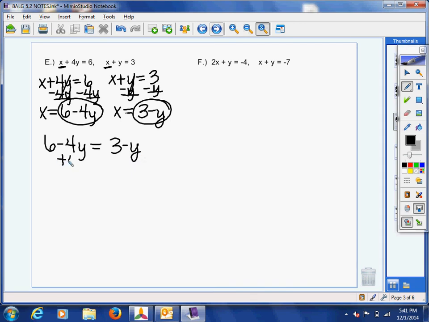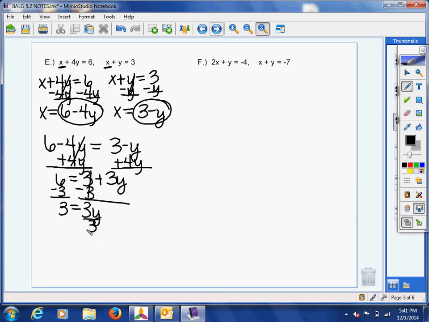So let's add 4y to each side. Okay, and I've got 6 equals 3 plus 3y. And then let's take away 3 from each side, and I've got 3 equals 3y. Divide each side by 3. So y is 1. So again, I found the y first. That doesn't mean that number comes first in the point. I just found it first.